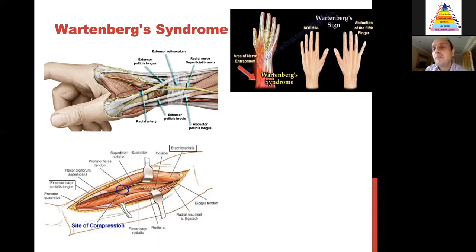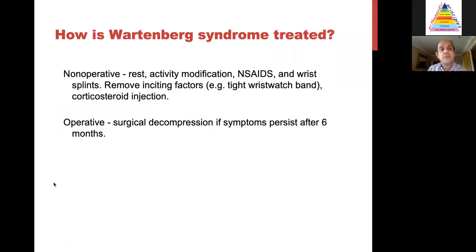Again, management, like with anything, is activity modification. Any jobs which involve a lot of pronation, you need to do some activity modifications for. Then any tight wristwatches or wristbands, try not to use those. If there is a lot of inflammation on ultrasound, you can have an ultrasound-guided steroid injection. Sit on it for 4 to 6 months. If it doesn't work, then you have to surgically decompress it.